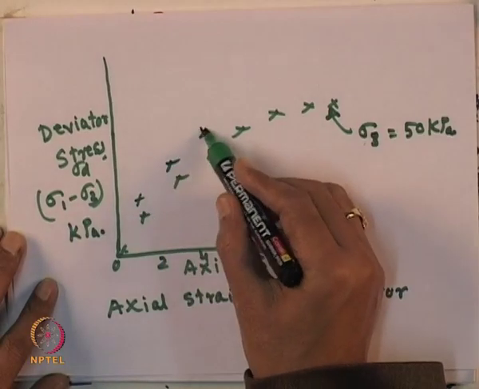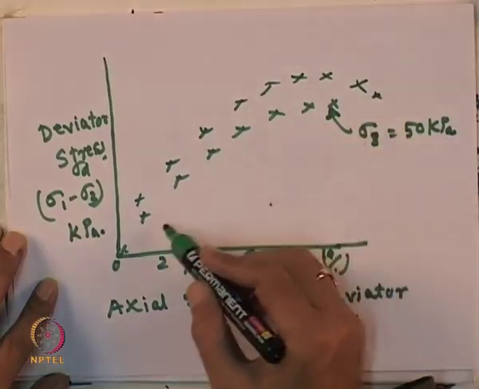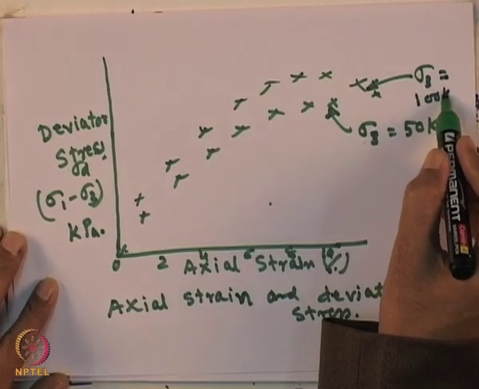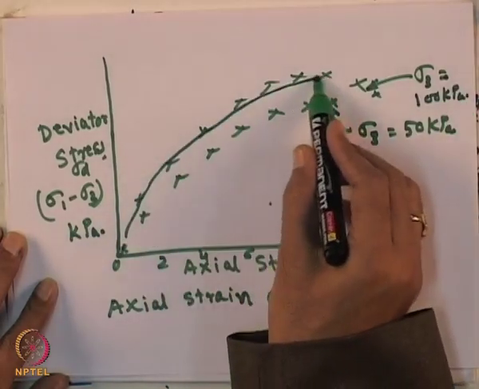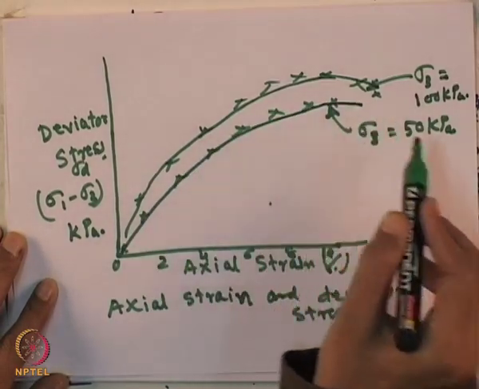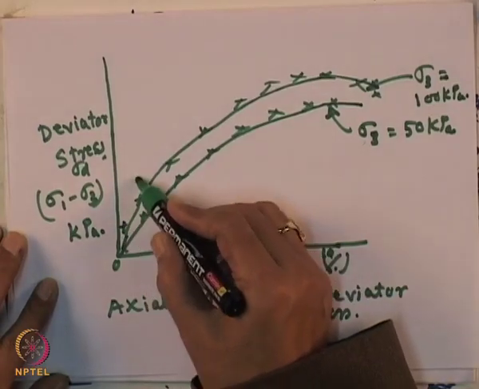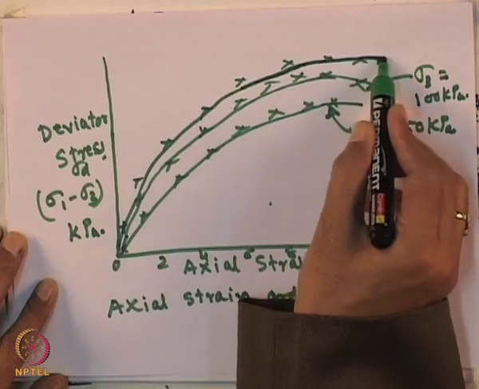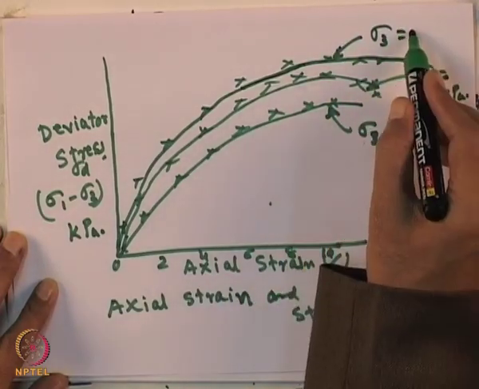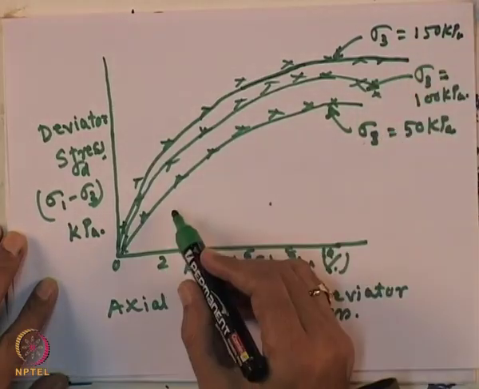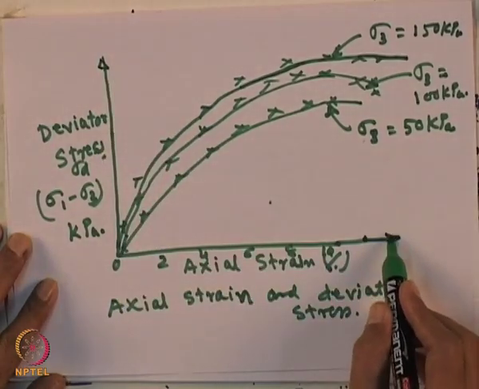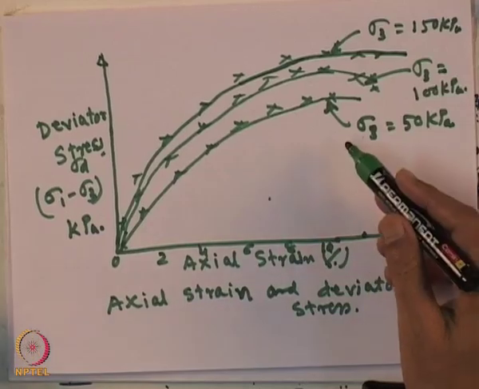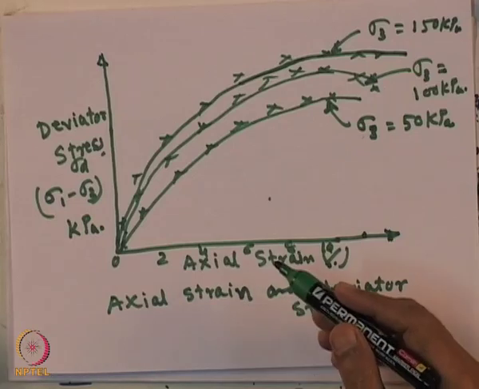Similarly, you can have another curve, it may be like this. Okay. For a confining pressure of sigma 3 is equal to 100 kPa, you can have this curve, and for the 50 kPa you can have the other curve. You can have another curve maybe like this, for when the sigma 3 is equal to 150 kPa. So, you can draw these 3 curves under the different confining pressure. As the confining pressure is increasing, the deviator stress is also increasing.